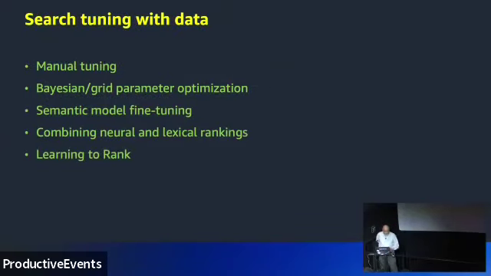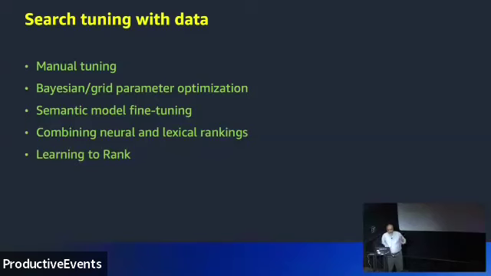And there are various ways of using it, of course. How to use it, you can tune manually. I mean, the finger certainly needs some data. You can do Bayesian parameter optimization. You can fine-tune your models. But all of these things depend on having some data on how good is the result. Learning to rank, of course. And my favorite, combining neural and lexical, excuse me, well, that's a typo. It should be neural and vector rankings.